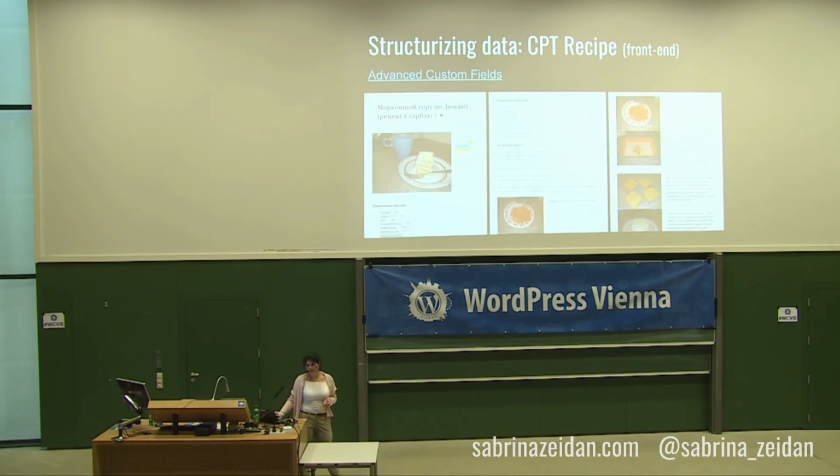This is how it looks on the front end. It's in Russian, but I think it's understandable: the main picture, then this list of ingredients. This is all done with Advanced Custom Fields. And the steps are a repeater field as well, so it's just an image and a description, and these are the steps.